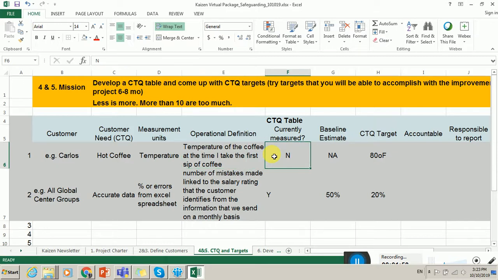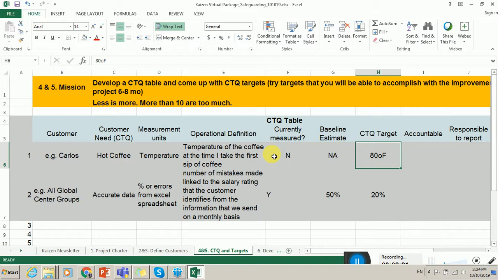Are we currently measuring that? Yes or no? If yes, what is the estimated baseline? If no, then it's not applicable at this point. But then we need to identify what our CTQ target is. And this will be the goal that we are trying to achieve when we finish this whole process improvement work.